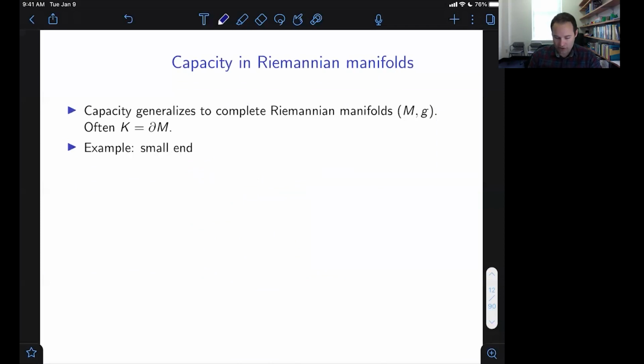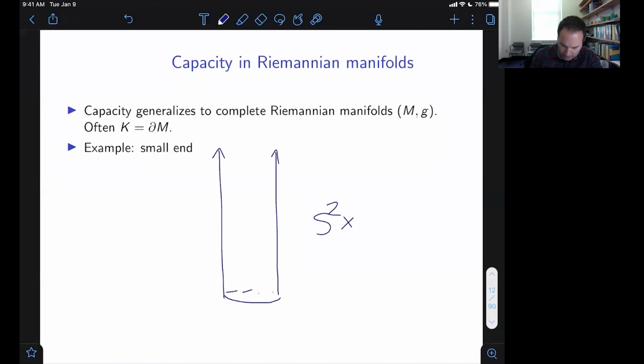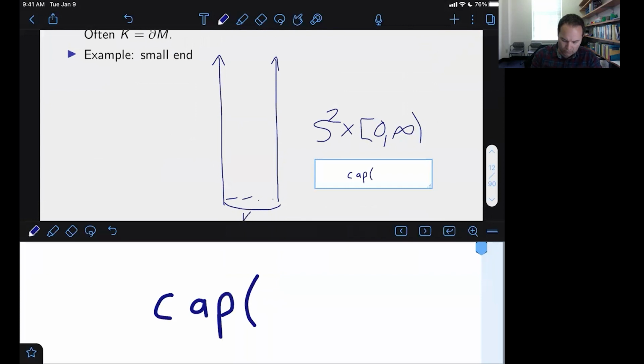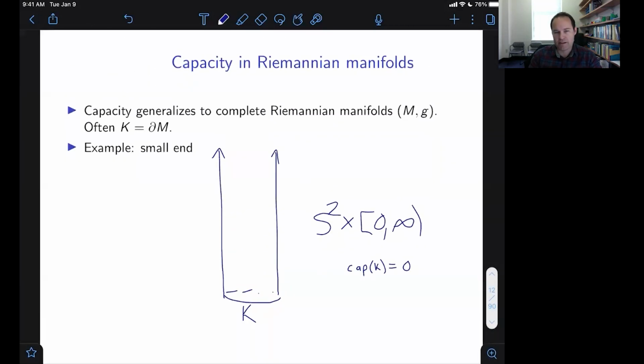If you have a cylindrical end, for example, or just more generally a small end, something that doesn't open up very quickly. So here this could be just an S2 cross a ray. Then if your set K is the boundary, then the capacity is actually always equal to 0. Actually, not just of the boundary, the capacity of any compact set would be 0. Basically the end doesn't open up fast enough to have a non-zero capacity. You can again use test functions that just slowly interpolate between 1 and 0.